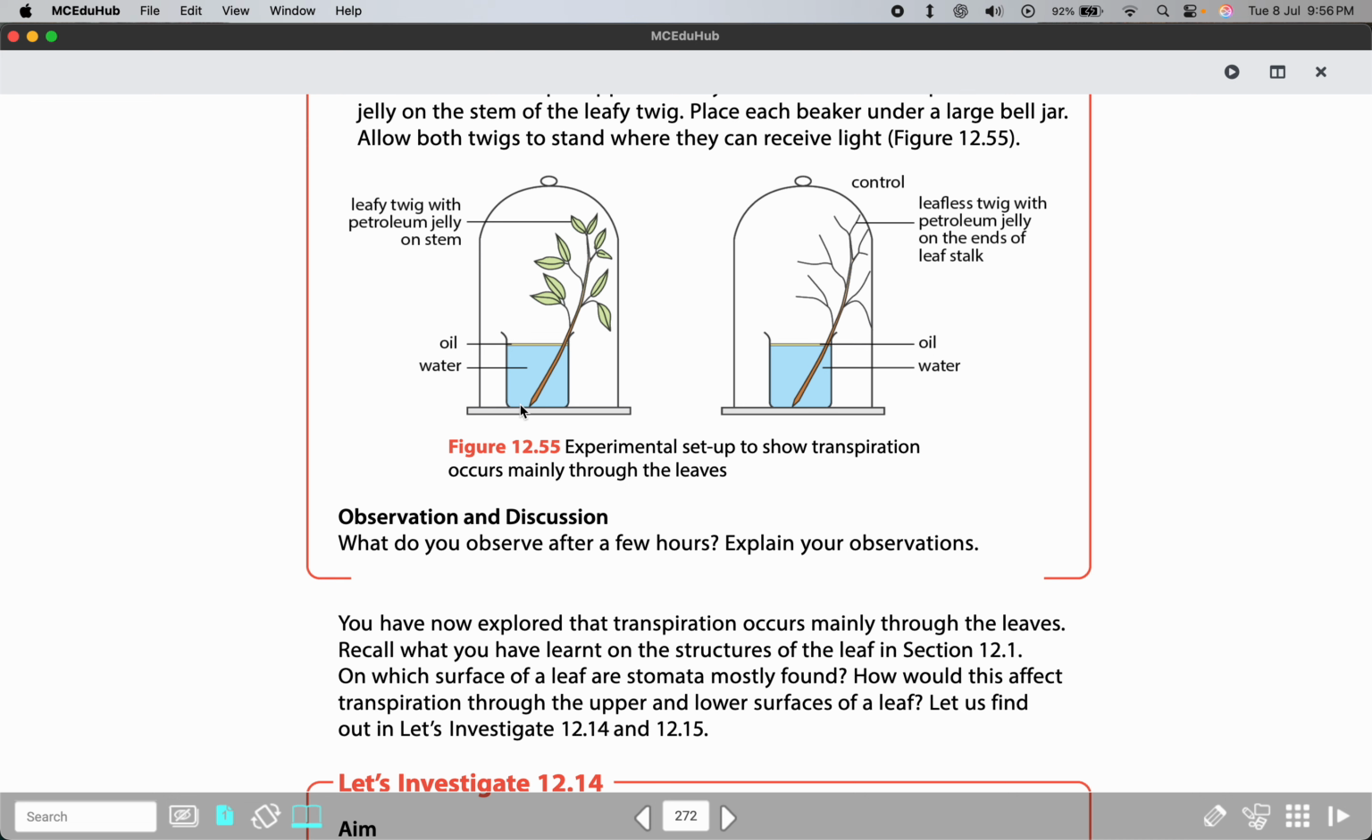Because water will be moving through the stem, the xylem in the stem, moving up into the leaves, all these leaves, and it will actually evaporate out from the stomata and into the, let's call this, the atmospheric air around it. So the water level will drop over here. But for B, the control will just remain the same. The water level will not drop.